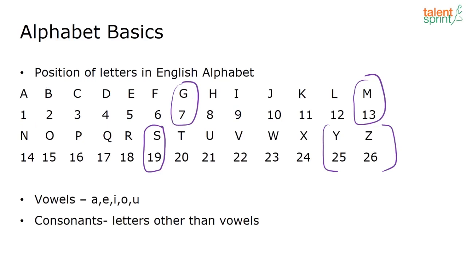Now the next thing, as I said, is to know which are the vowels. A, E, I, O, U. These are the vowels in the English alphabet. And consonants. What are consonants? Consonants are letters other than the vowels. So if you have a clear understanding of only this information, it is enough to solve a question that comes from this topic. No more, nothing else you need to know.